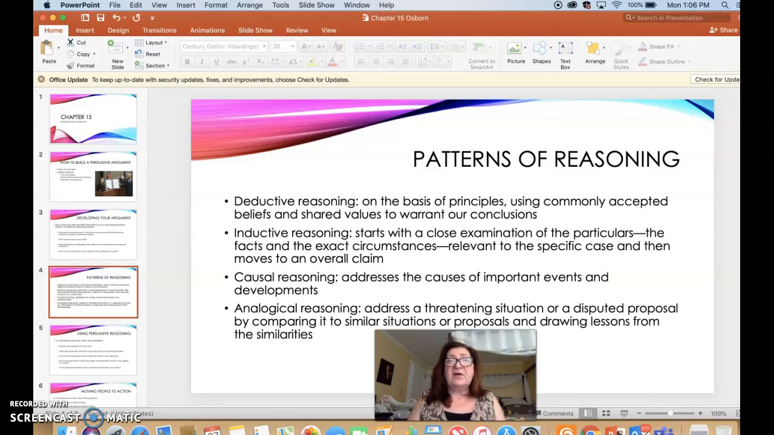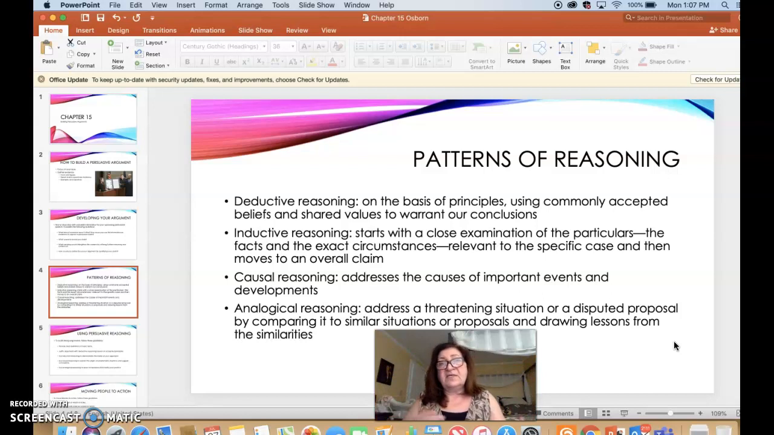Inductive reasoning is the opposite of deductive. It goes from particulars, the facts and exact circumstances, to the broader generalization, which is relevant to the specific case, moving to an overall claim that summarizes your message based on a close examination of particular cases, facts, and figures. So that is induction. Induction is building from a particular towards the general.